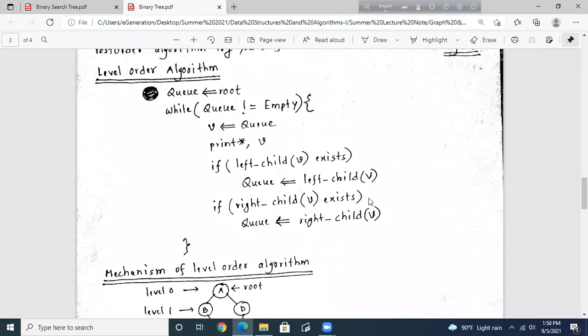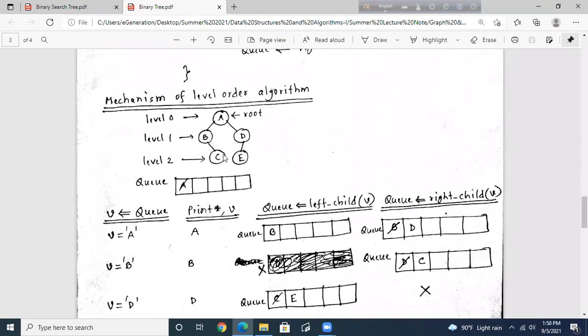If right child of B exists, now dear student, right child of B is available. Since right child of B is C, I have to insert C in the queue. Previously, D was available. Now I have inserted right child of B, that means C, here.